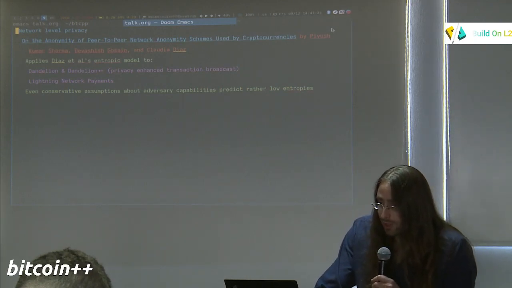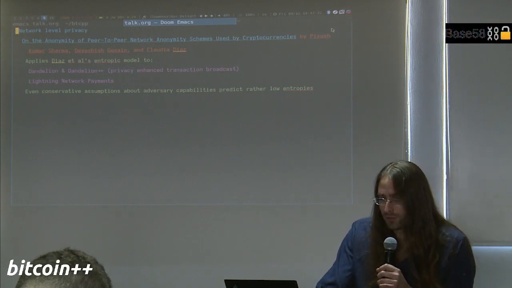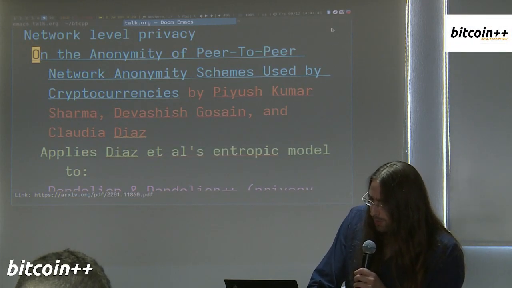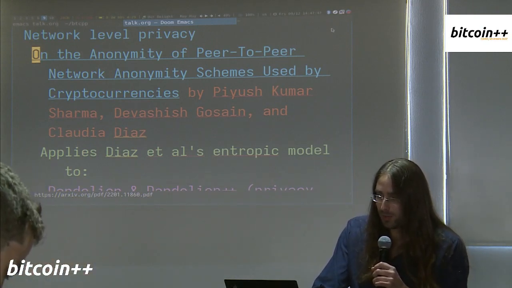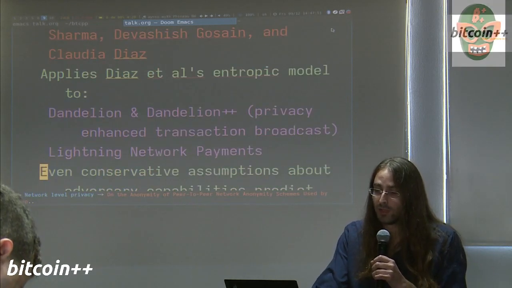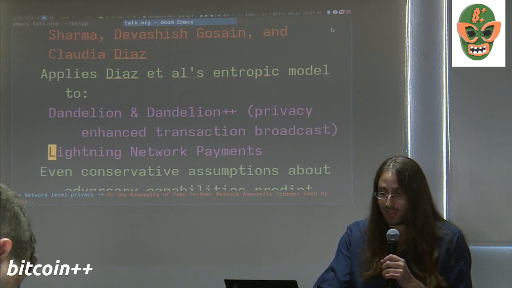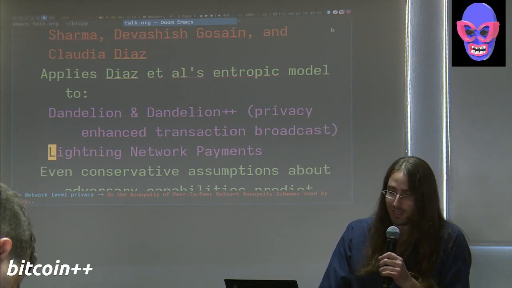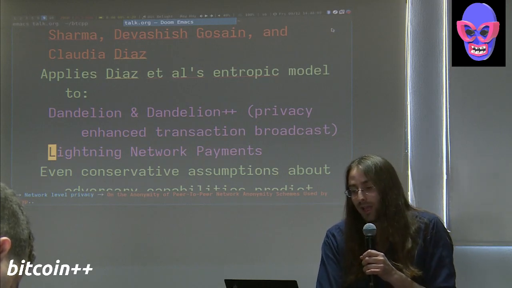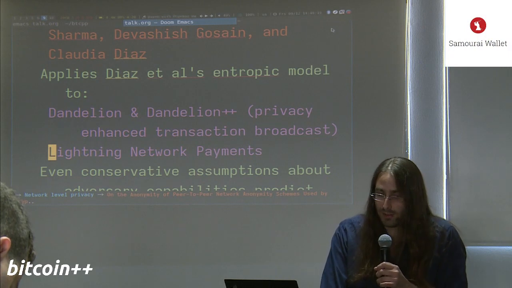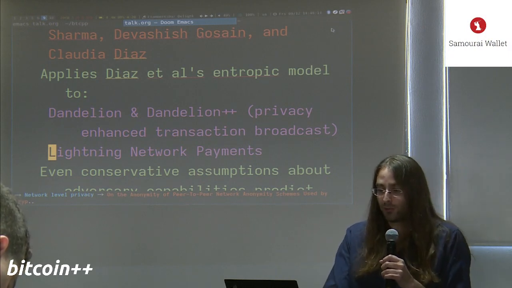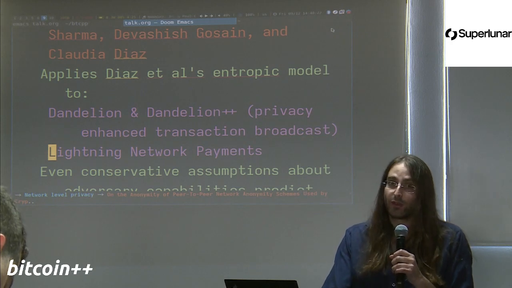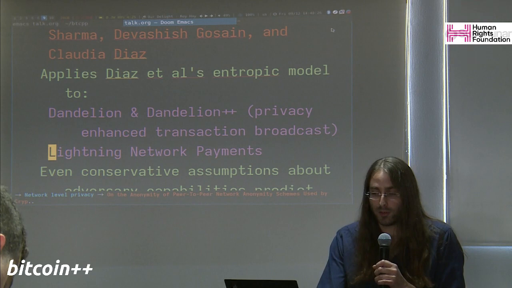Another beautiful paper, also with Claudia Diaz and her students at Leuven, I think. This paper applies the entropic model from the second paper that I mentioned specifically to Dandelion++ and the Lightning Network. The really cool thing about this paper is that it's simulation driven. For Dandelion and Dandelion++, they generated synthetic graphs as per the specification, and then simulated what the implications are for a number of randomly corrupted nodes. For Lightning, they took the real network topology, and this paper very recently got an update.